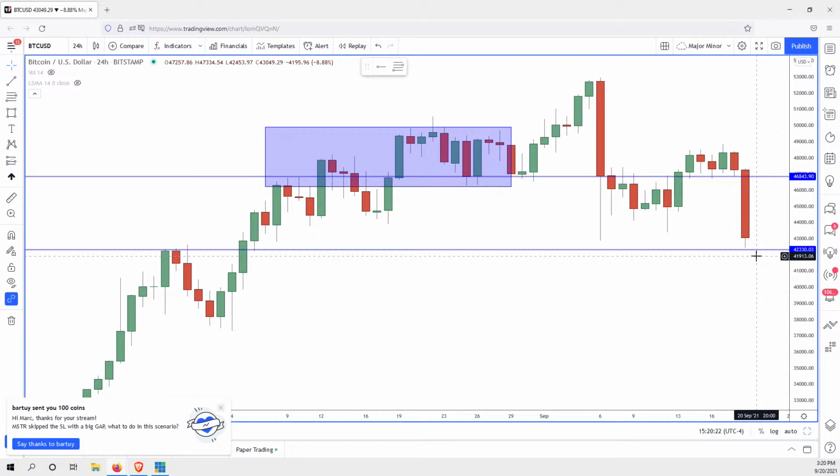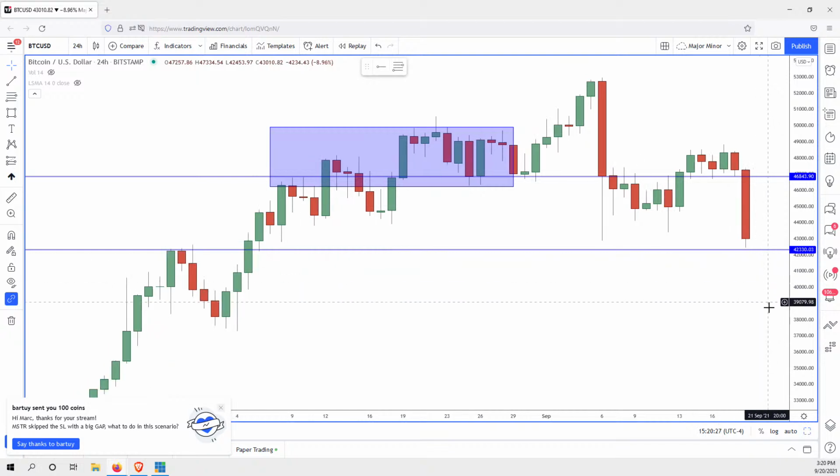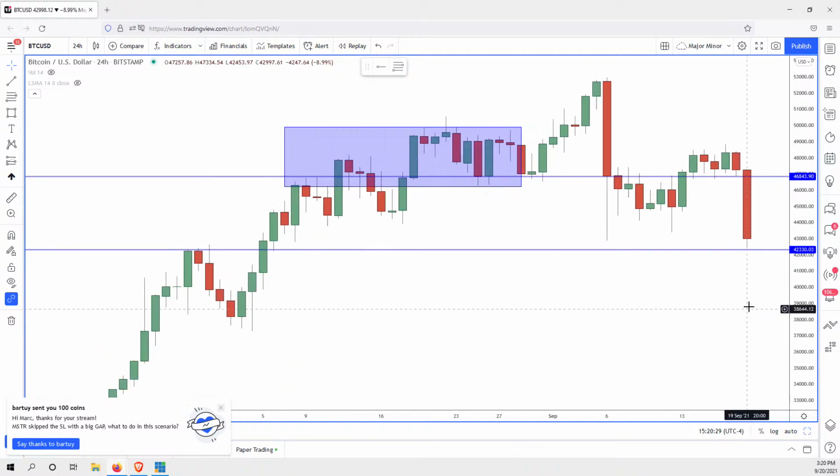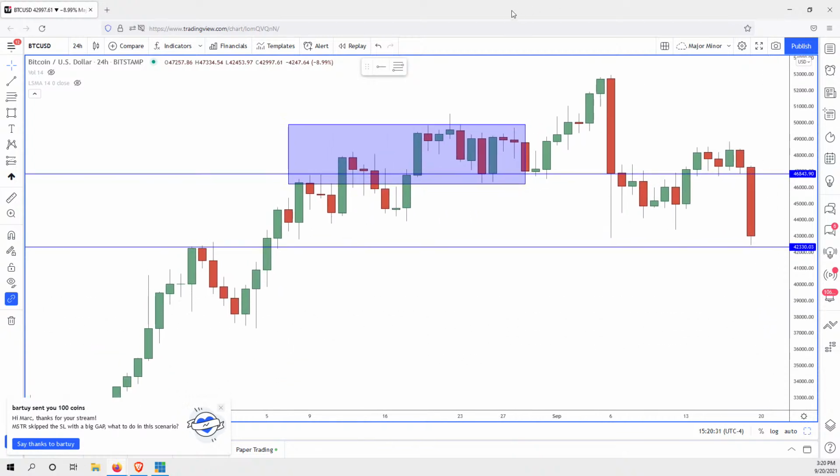Support is 41K. If 41K is cleared, you're looking at 37K. That's it. Okay, if 37 is cleared, you're looking at 35K. And we'll see at some point if Bitcoin can find stability or not, right? And until it does, the best thing to do is just to step aside.